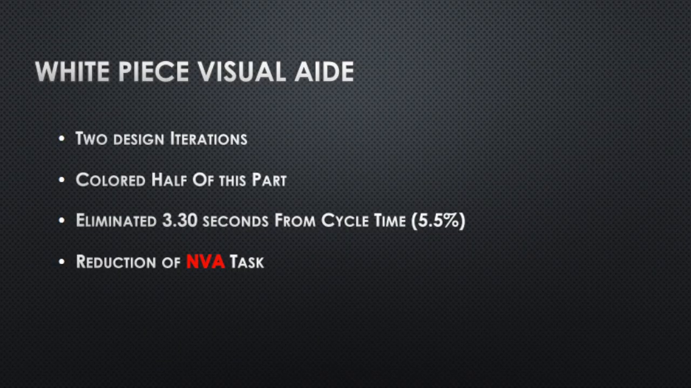This solution eliminated 3.3 seconds from our cycle time, resulting in a 5.5% improvement and elimination of NBA activities in our process.